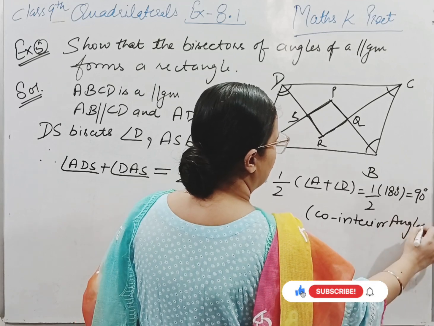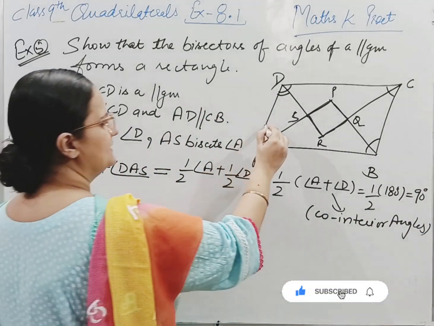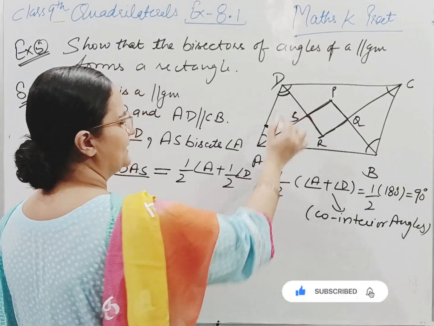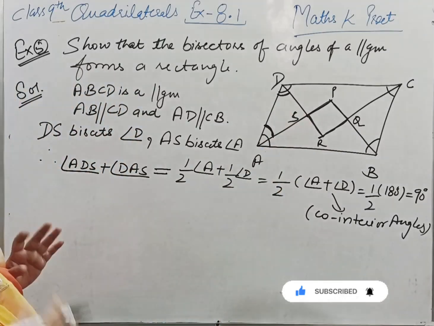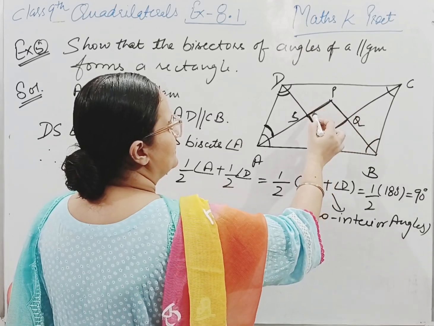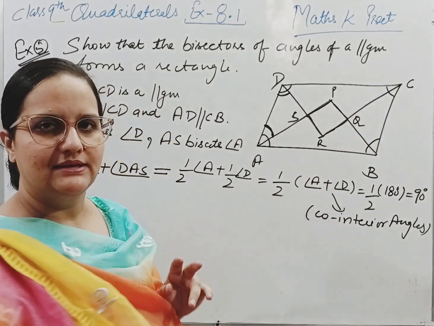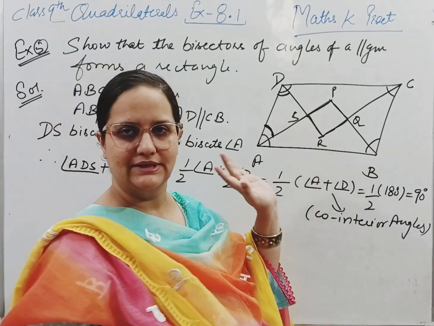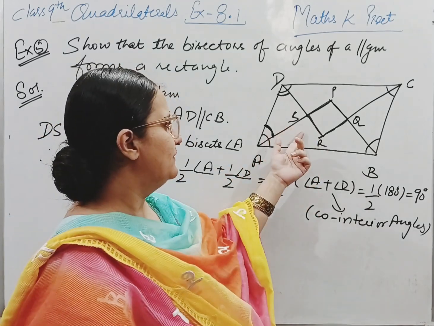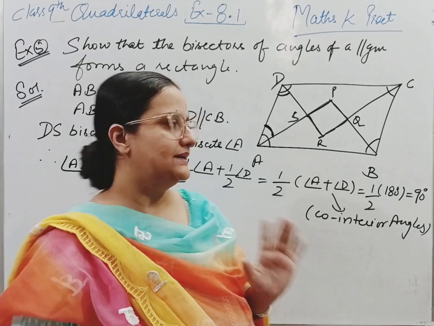Co-interior angle. So ultimately, what I am getting is the sum of these two angles, this angle and this angle, is 90 degrees. Now to show that this is a rectangle, basically I have to show that any of the angles at the vertices of PQRS is 90 degrees. And first I have to show that this is a parallelogram. Then if I show any of the angles at the vertices is 90 degrees, it will be a rectangle.